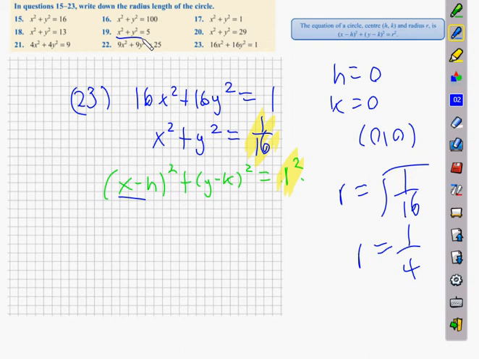Are h and k ever not there? Yeah, chapter 2, exercise 2. Okay.